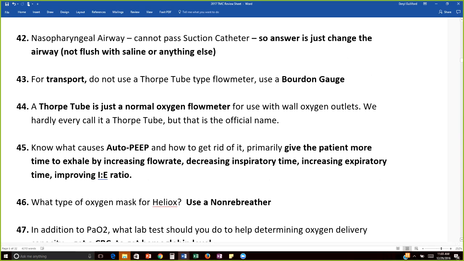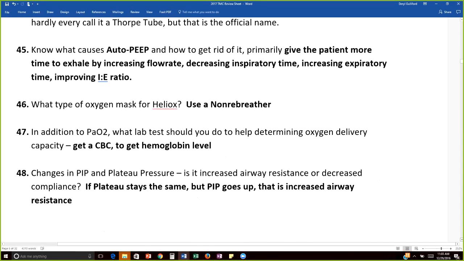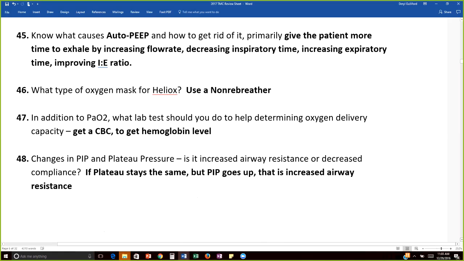Here's that terminology from the very start of this presentation, Thorpe tube versus Bourdon gauge. For transport, you cannot use a Thorpe tube. The little ball would simply roll to the top of the flow meter and you don't know what you've got. So use a Bourdon gauge, which is a regulator. Thorpe tube is just a normal flow meter. We hardly ever call it a Thorpe tube at the hospital, but that's its actual name. So when the student asked me that, I actually had to think myself, which one is the Thorpe tube? Thorpe tube, flow meter, Bourdon gauge, regulator.